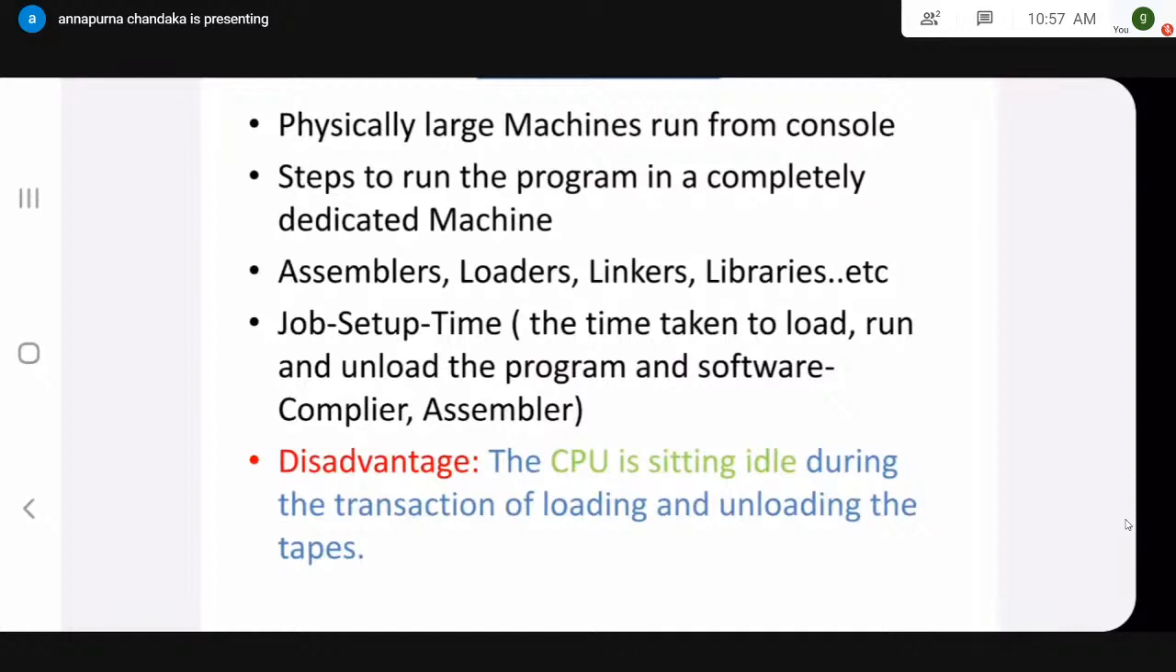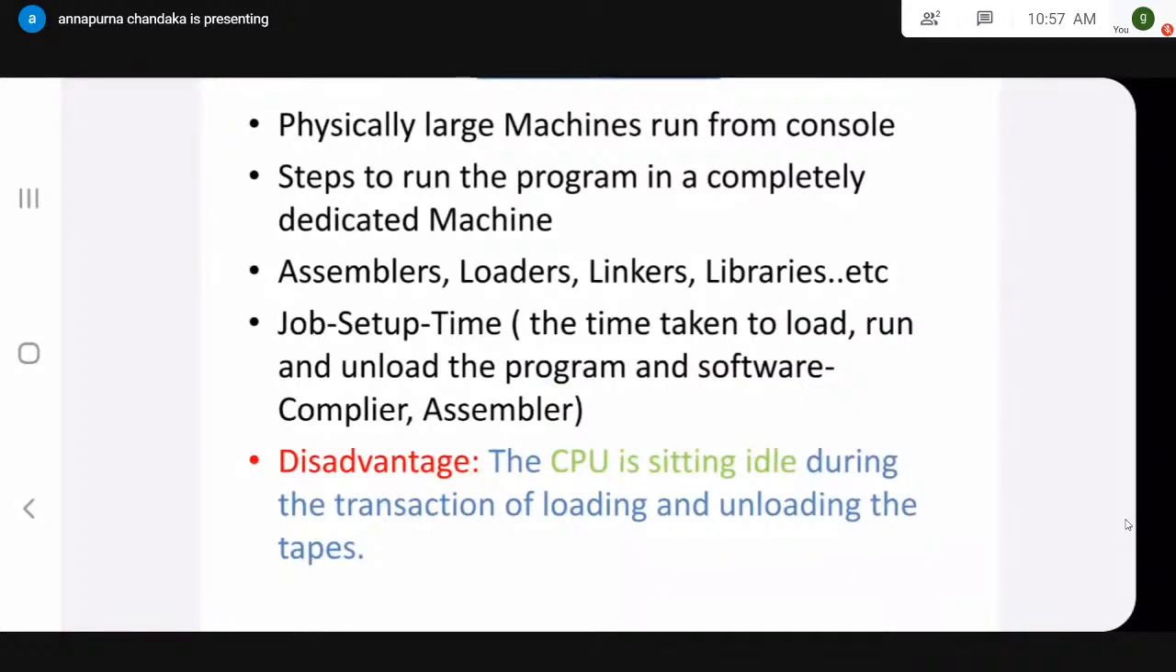First of all, load the Fortran compiler tape. Physically, you need to place that particular tape onto the machine. That is what I mean. Everyone, please concentrate on this. This is why the operating system was invented, and we are going to move around it. So first of all, you need to load the compiler tape.